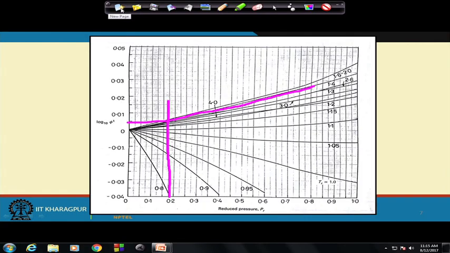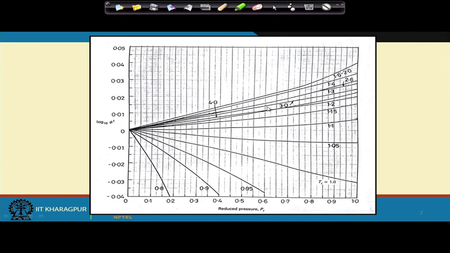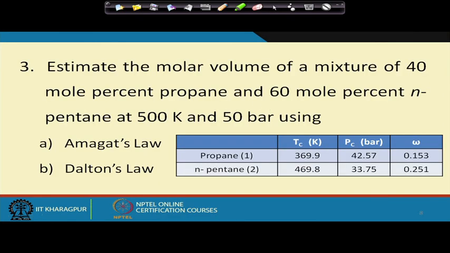So we have almost familiarized with what we need to do when we get charts and when we get reduced temperature and critical temperature values, etc., to find out the fugacity and fugacity coefficient. So we move on to the next problem. I read out the problem. Estimate the molar volume of a mixture of 40 mole percent propane and 60 mole percent N-pentane at 500 Kelvin and 50 bar using 1 Avogadro's law, 2 Dalton's law. So the values of critical temperature, critical pressure and eccentric factor all are given. We don't need eccentric factor here because we are dealing with 2 parameter model. So we simply avoid these values.